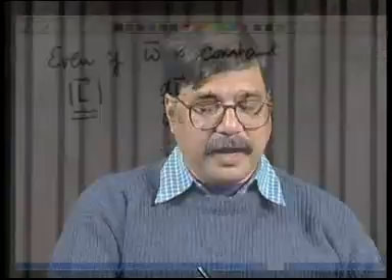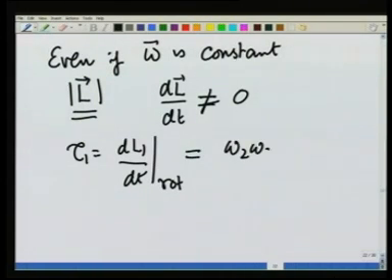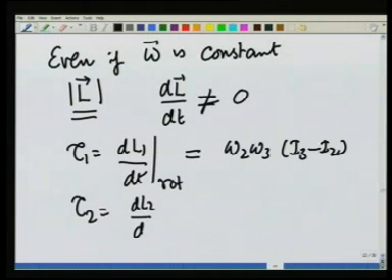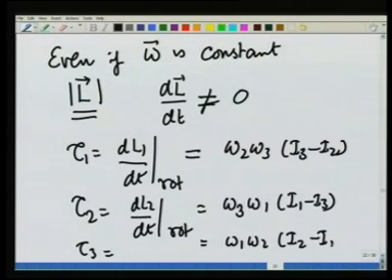We could calculate the torque either by using the general equation, which was tau 1, which is dL1 by dt, purely due to the effect of rotation, which was equal to omega 2 omega 3 I3 minus I2, tau 2, which was dL2 over dt, purely because of rotation, which was equal to omega 3 omega 1 I1 minus I3, and tau 3, which was dL3 by dt, purely because of rotation, equals omega 1 omega 2 I2 minus I1, or by taking the horizontal component of L and multiplying by omega, seeing how it is sweeping around when the body is rotating.